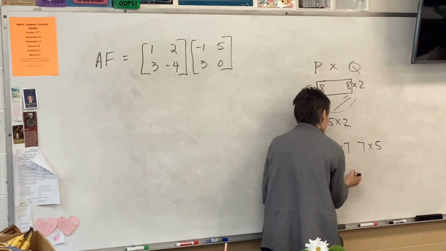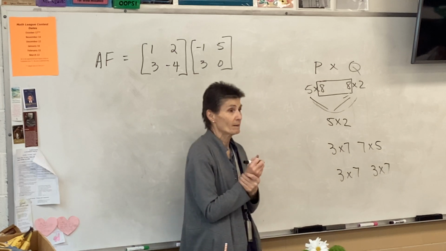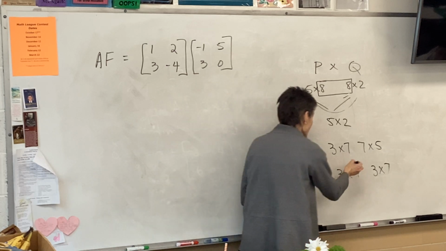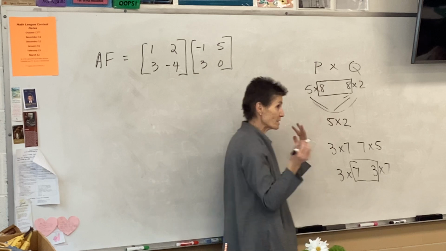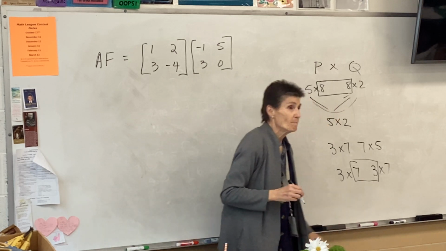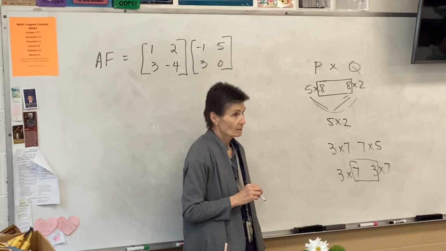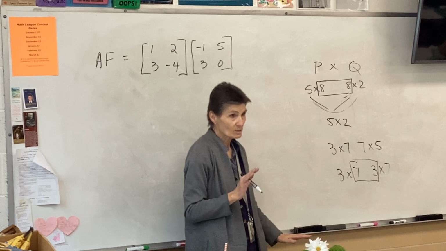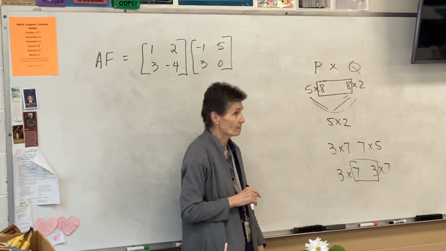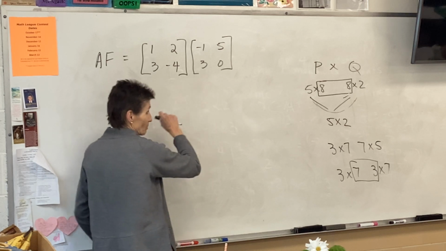Well, what about a 3 by 7 and another 3 by 7? Are they multipliable? No. These numbers must match. So it doesn't matter, I can add those, these would be addable, but they are not multipliable. Okay? This is way different than what you've ever done probably. Alright, so let's look at the two I'm multiplying.